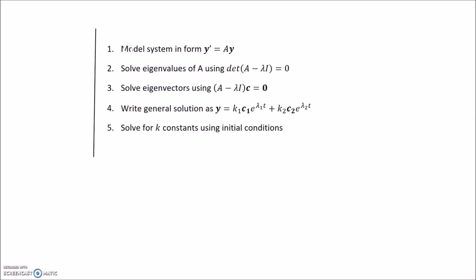So we're going to start by modeling the system in the form y dash is equal to A times y, which is a matrix equation. We should be able to draw that matrix A into the next step and use it to solve for eigenvalues, which must satisfy this equation here. Once we've got the eigenvalues, we should be able to solve for the eigenvectors using this particular equation. We then write out our final solution and solve for the constants k1 and k2 using the initial conditions.